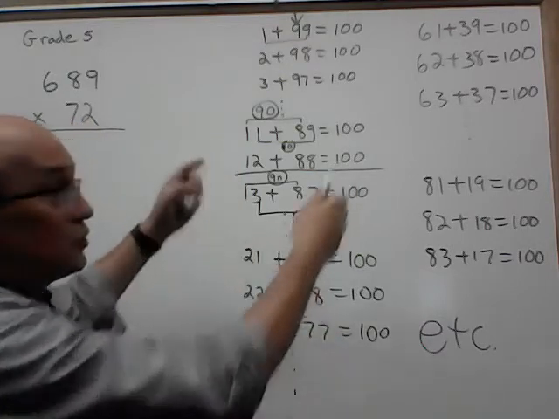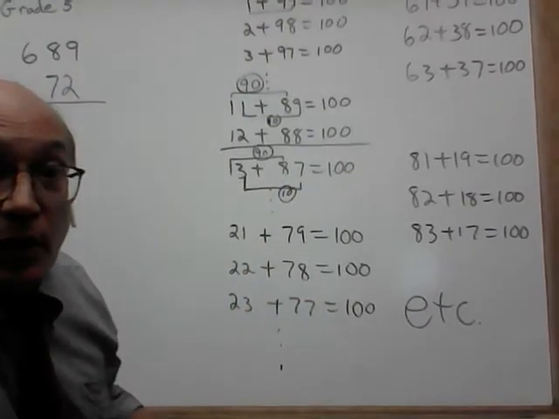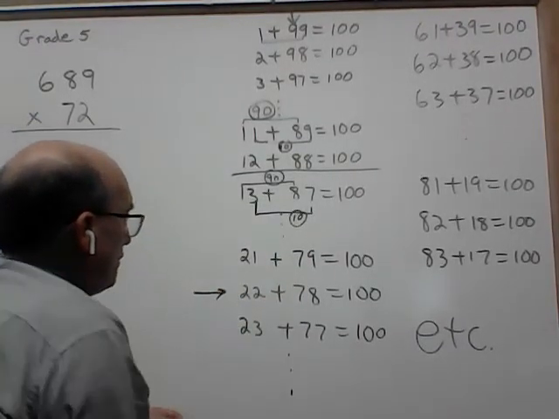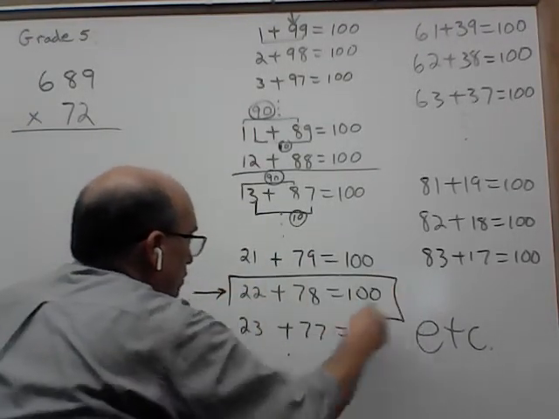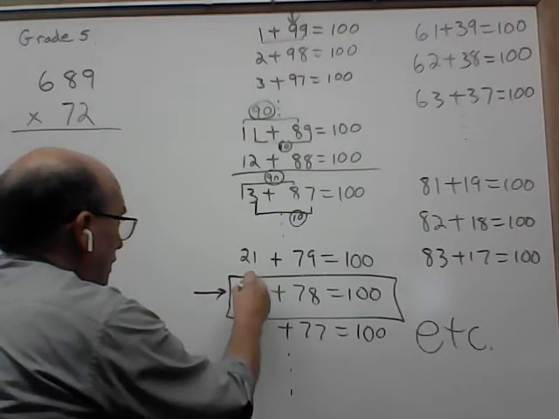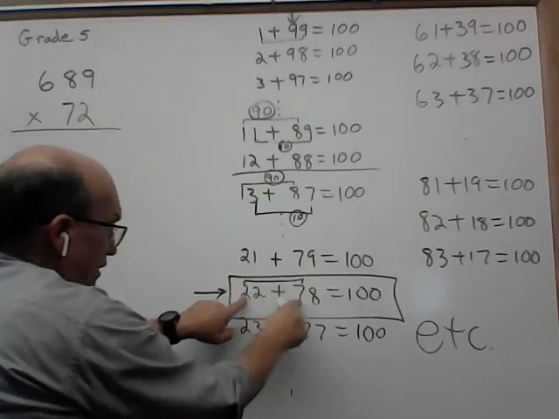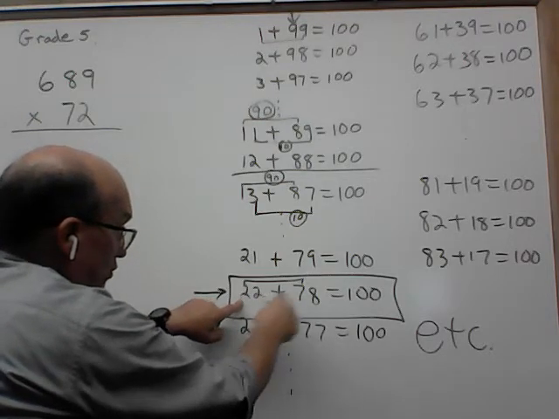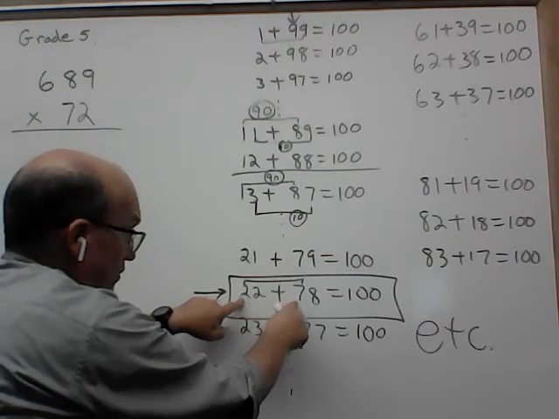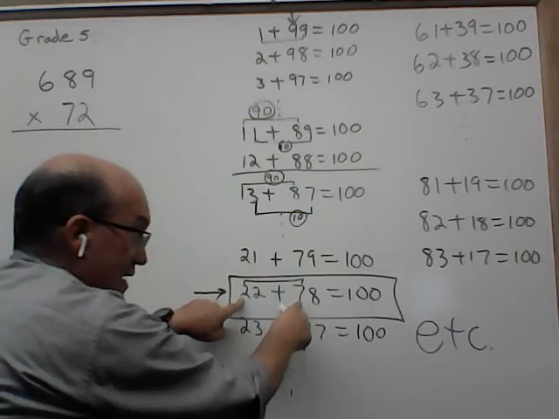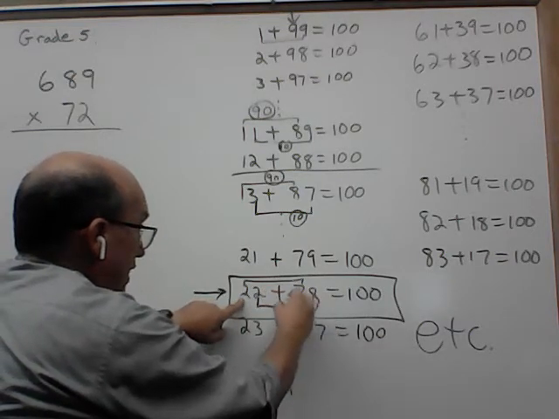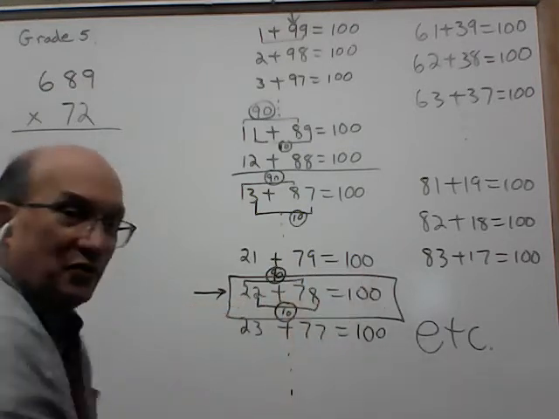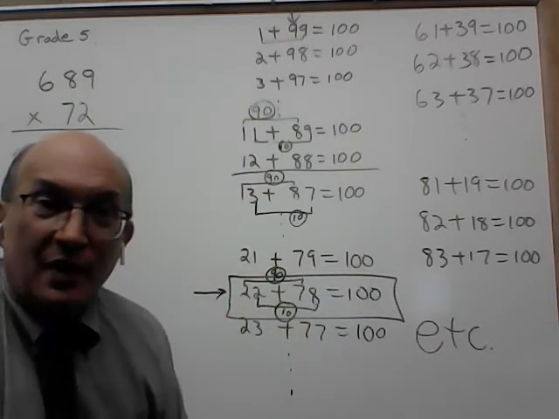Let's just skip around. You can look at some of these that are up here, and this is just a sampling. Let's look at 22 plus 78. Why is 22 plus 78 100? Well, we've got 20 plus 70. 2 plus 7 is 9, but those are in the tens place. So it's 20 plus 70, 90 plus 10. 90 plus 10 is 100. They all work that way.